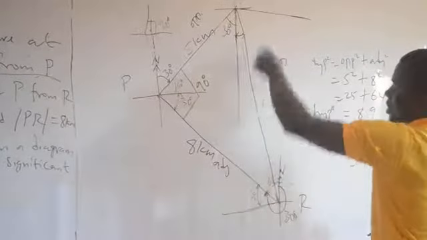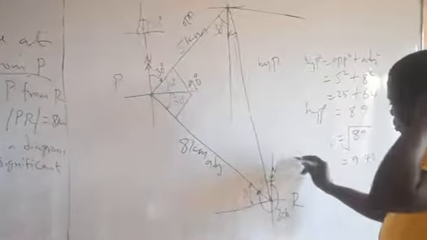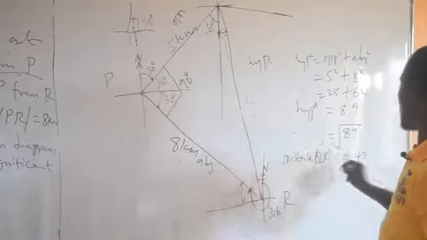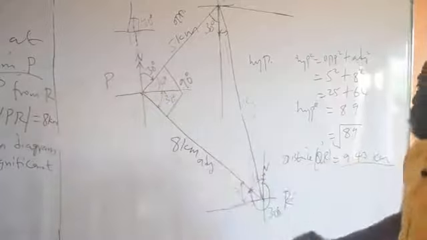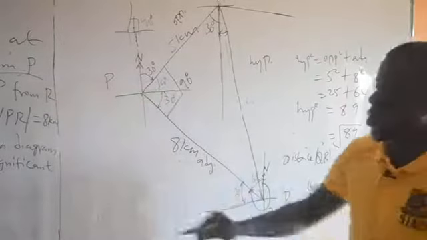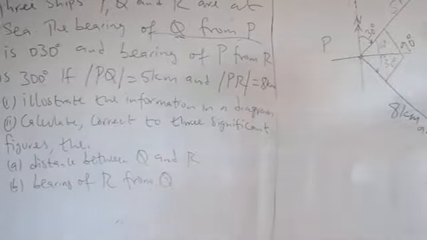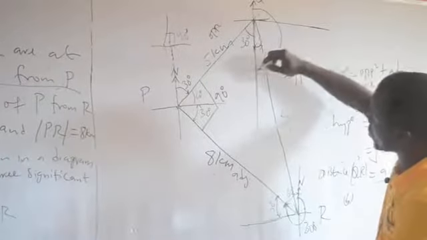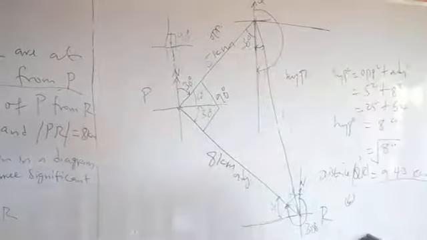This hypotenuse is the distance QR. So distance QR is 9.43 kilometers. The second question: the bearing of R from Q. The bearing of R coming from Q, not of Q, from this place down to this place. This is the bearing that we need.